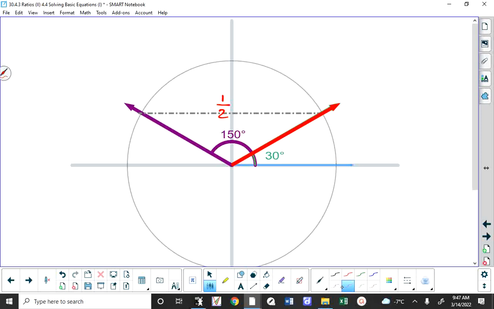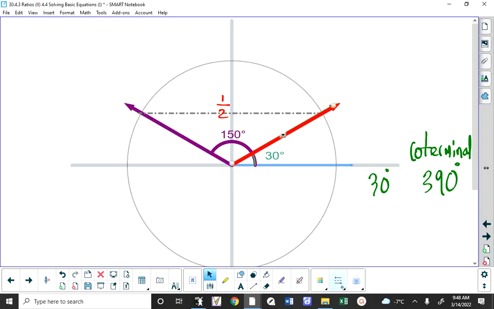What is a coterminal angle? Well, I'm going to list some coterminal angles to 30 degrees. If I add 360 to that, I get 390 degrees, I believe. That's right, isn't it? 30 plus 360 is 390. So where would 390 degrees be? Well, I would start at 0 and go all the way around to 360, and I have 30 more to go. I end up in the same place.